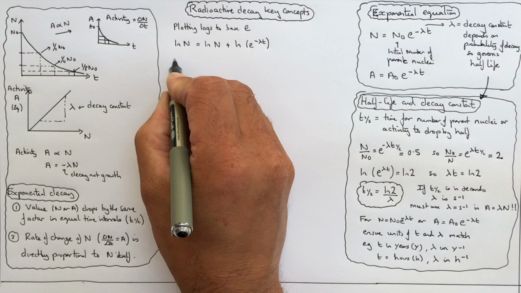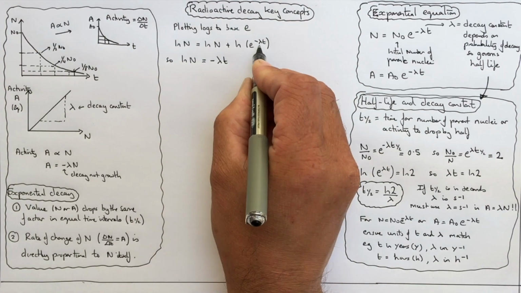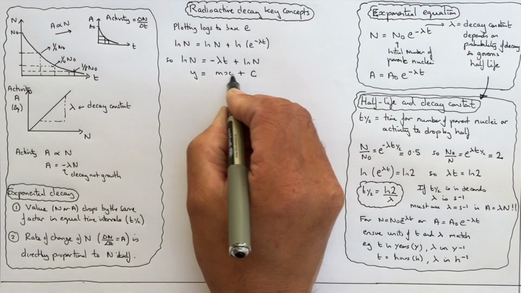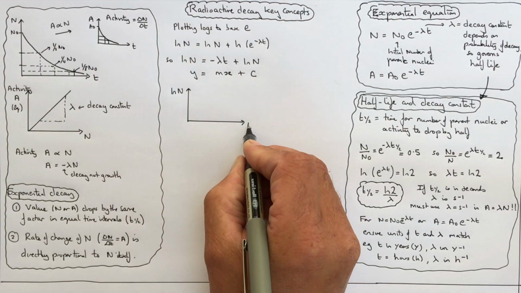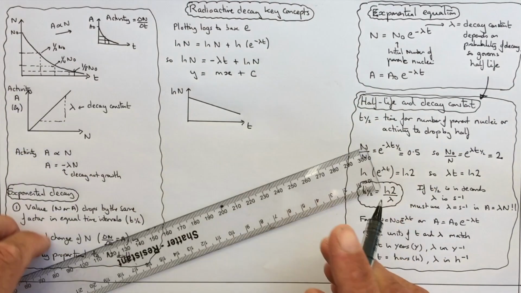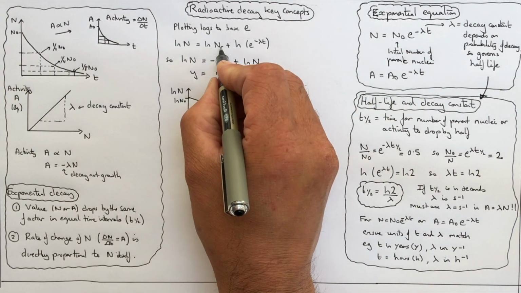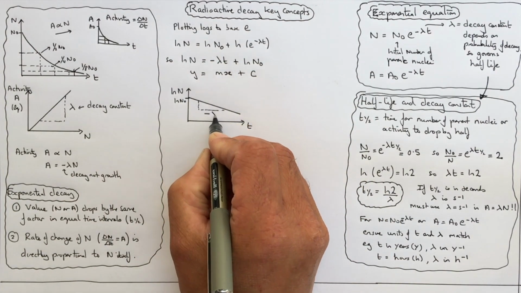Simplifying and rearranging in the form y equals mx plus c, we get the log of N equals minus lambda t plus the log of N naught. So plotting a graph of log N on the y-axis against t on the x-axis gives us a linear relationship with a negative gradient, where the intercept of the y-axis is the log of the initial number of parent nuclei and the gradient is minus the decay constant.